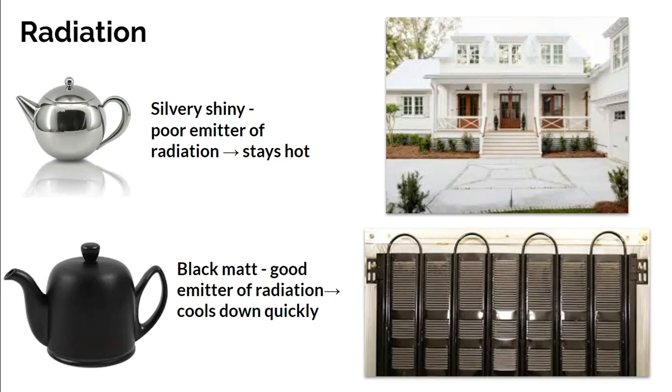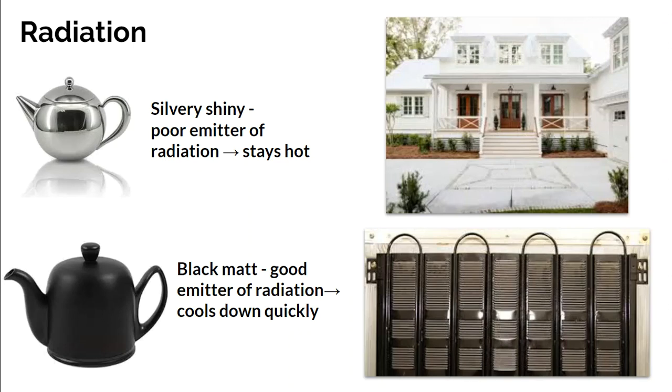Another example is the teapot. The shiny light surface of the teapot is a poor emitter of infrared radiation, and so the teapot stays hot for longer. If we paint the teapot with black matte paint, the teapot will become a good emitter of heat and it will lose its heat faster.